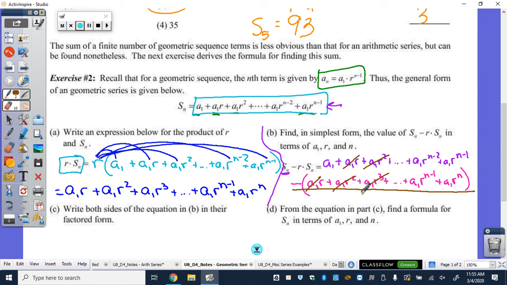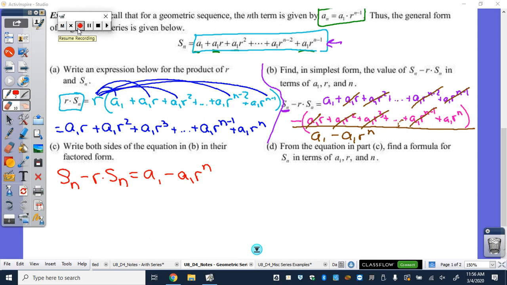Then a sub 1 times r to the n minus 2, that's in this one's dot, dot, dot. It's there. And then r to the n minus 1, those would also cancel. So up top, we're left with a sub 1 minus a sub 1 times r to the n. Okay, so there, I just summarized what we had in part B. S sub n minus r times s sub n gave us that stuff.